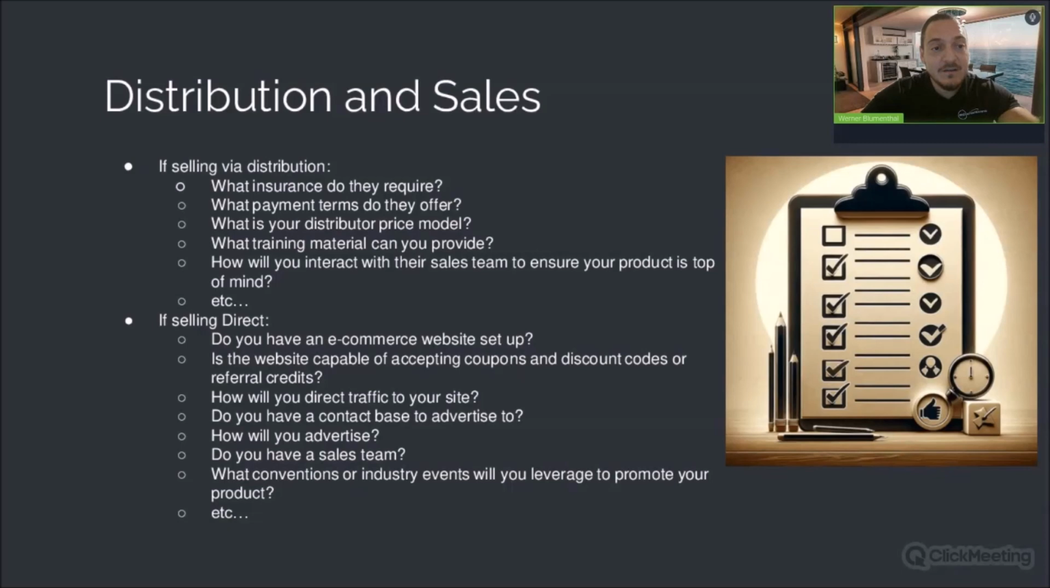When you're selling via distribution, what insurance do they cover? The payment terms that they offer. Can you handle it? Right? Is it 90 days they're going to pay you back? 30 days? You need to understand that when you're talking about funding. Can you provide training material? If you're selling direct, do you have a website? How are you going to advertise? Do you have a sales team? How are you going to get traffic to your website? All these things you want to make sure you're thinking about and really honing in on during that period of time where your product is going from prototype into mass production.